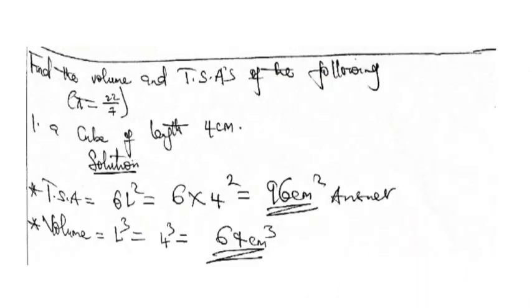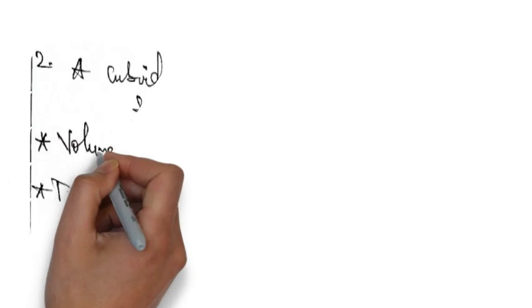Question. Find the volumes and TSAs of the following. Take pi as 22 over 7. Number 1. A cube of length 4 centimeters. Solution. TSA 6L squared, that is 96 centimeters squared. Volume L cubed, that is 4 raised to the power 3, that's 64 centimeters cubed.